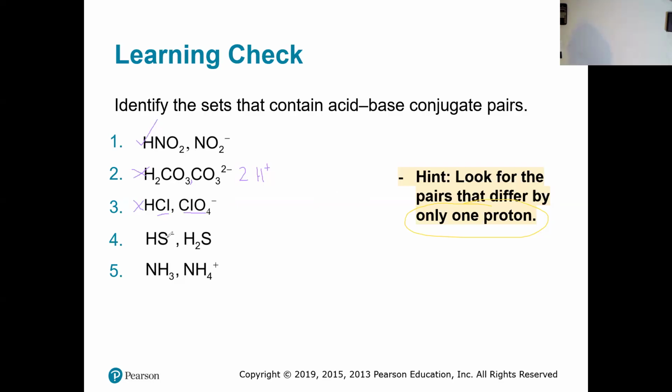When we have HS minus and we're looking at H2S, the difference between these two things is that HS minus has one proton added to it, and then it becomes H2S. So that is a good acid-base pair. And then we have NH3 and NH4 plus. The difference between those is that the NH3 has one proton added to it. So that's also a good pair. When we're looking at conjugate acid-base pairs, we're looking for things that differ by exactly one proton between them.